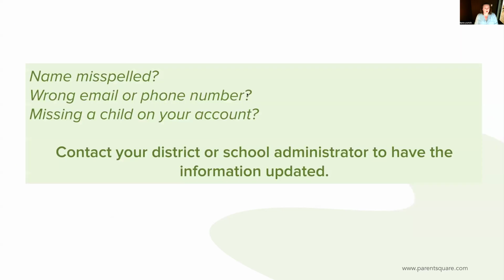Okay, so once we've gotten everybody confirmed, again, any information that's incorrect in ParentSquare has to be corrected in our student information system, so that then it can get updated in ParentSquare. That's the way it updates. It updates from Synergy to ParentSquare. It doesn't update from ParentSquare back to Synergy. That doesn't do that loop.